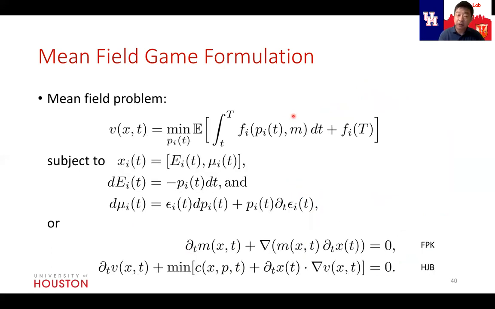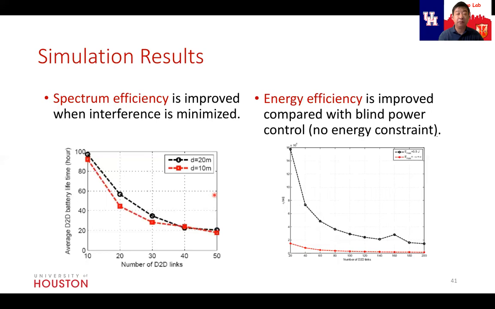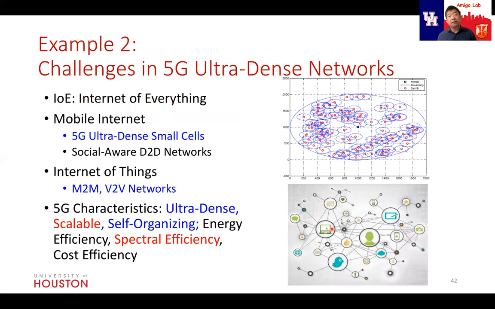So we quantify all the other users as a mean field, and then we form this HJB and FPK equation to solve this kind of mean field game. And here is the number of D2D users, here is the available battery, and this is the spectrum efficiency, which improves when the interference is minimized. The energy efficiency is also improved compared with the solution in the literature. And that is the first example.